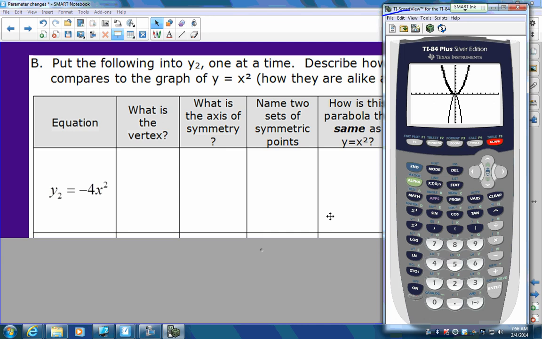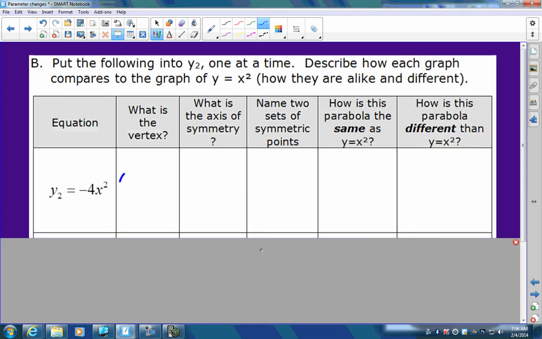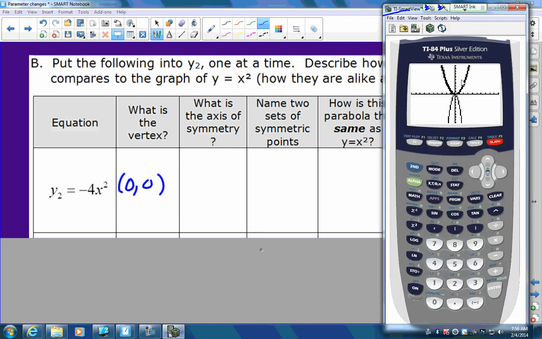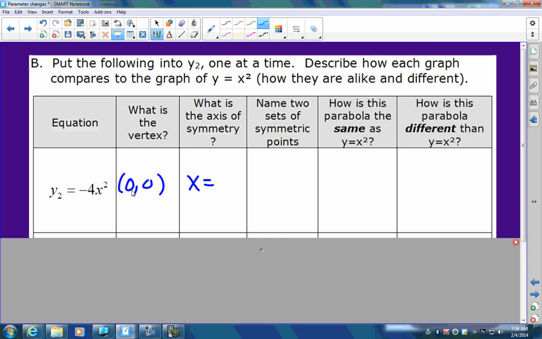What is the vertex of this new parabola? This one down here. The vertex right here is it a maximum or a minimum? It's a maximum. This parabola, the new parabola, opens downward. It's a maximum, but it is still 0, 0. What is the axis of symmetry? Remember, that's where you fold it in half right here. It's going to be x equals the x number of the vertex, so x equals 0.